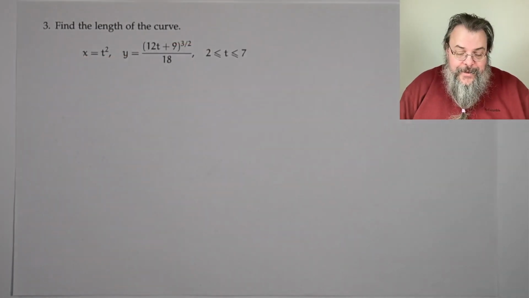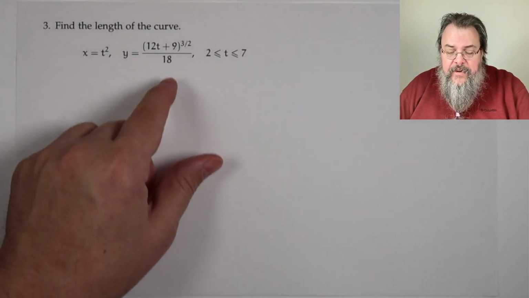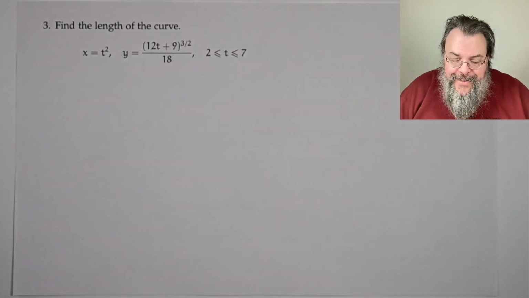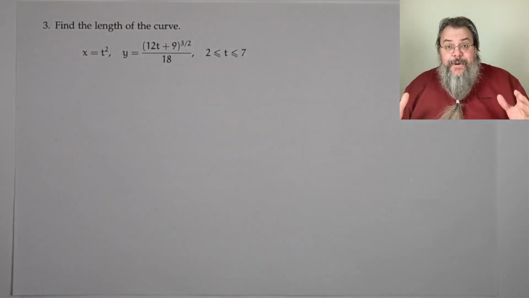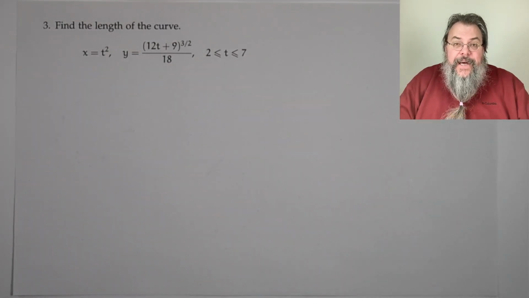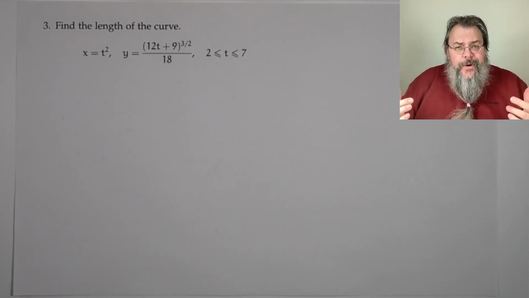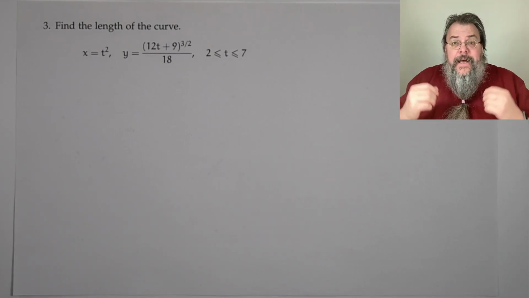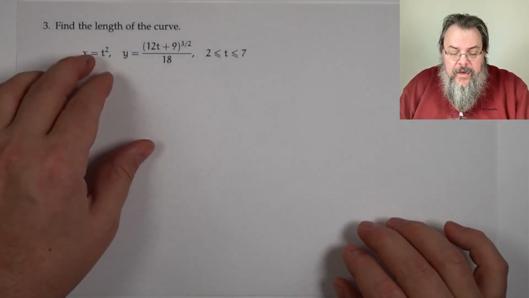Find the length of the curve. x equals t squared, y equals (12t + 9) to the power of 3/2 over 18, and t goes from 2 to 7. So it's a length problem. Now with length problems, there's a couple of varieties that we have. So one of the things you have to do first is say, what variety are we in? Now here we can tell what variety we're in because we see what kind of curve we're dealing with.